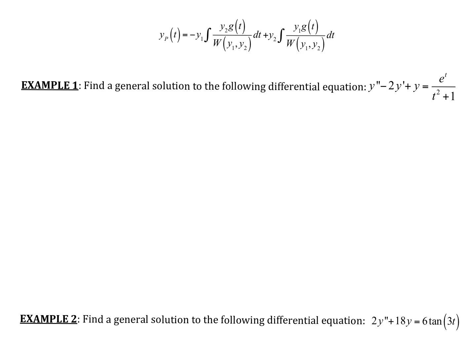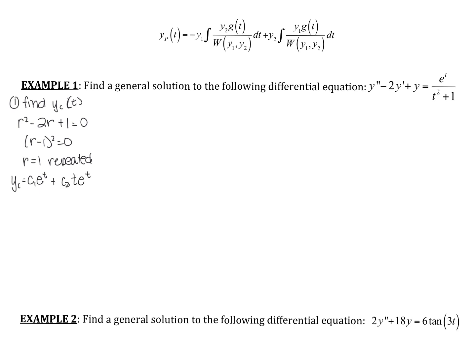The first thing that we're going to do here is find our complementary solution. So we're going to ignore the non-homogeneous part, and my characteristic equation here would be r squared minus 2r plus 1, and we're going to solve that to equal 0. Factoring that, I get (r minus 1) squared, which means r equals 1 is a repeated root. And with a repeated root, remember my complementary solution would be c1 e to the 1t plus c2 t e to the 1t, and we need that extra t for that degree of freedom, for that repeated root.